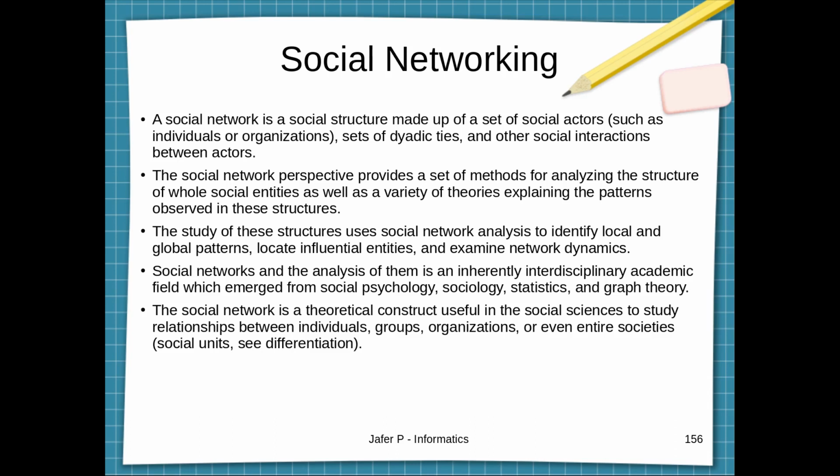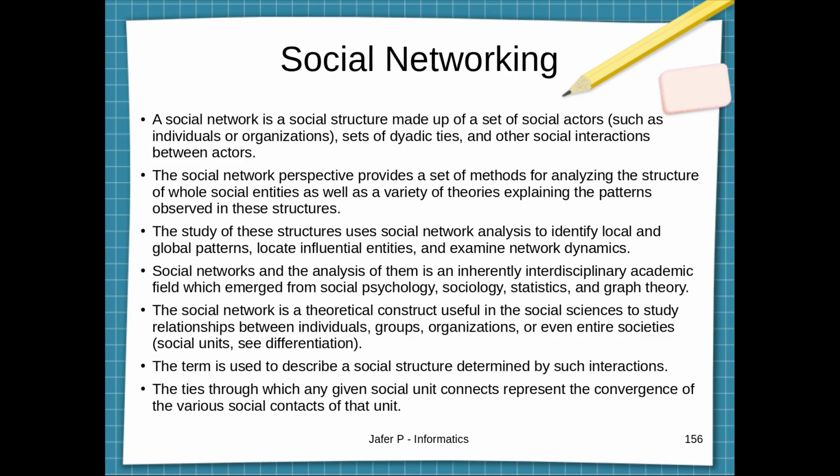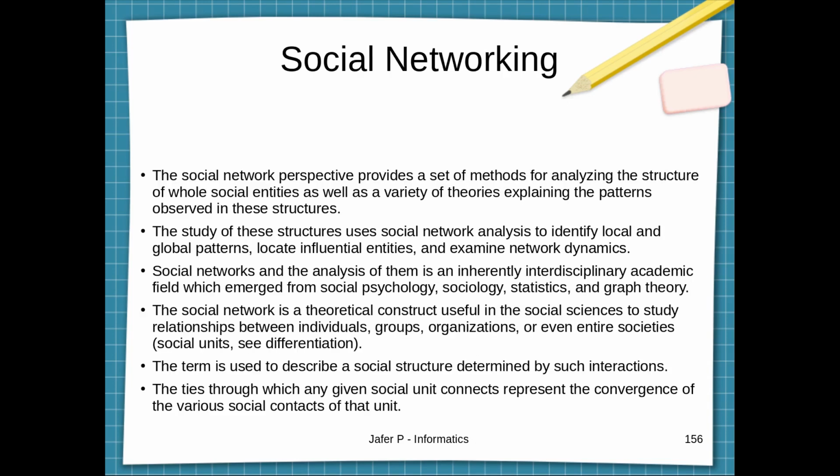So what is a social network? It's a theoretical construct. And what is the use of this theoretical concept? It is useful in the social sciences to study relationships between individuals, groups, organizations, even entire societies. The term social network is used to describe a social structure determined by such interactions, whether between organizations, groups, individuals or entire societies. The ties through which any given social unit connects represent the convergence of the social contacts of that unit. So that's about social networking.